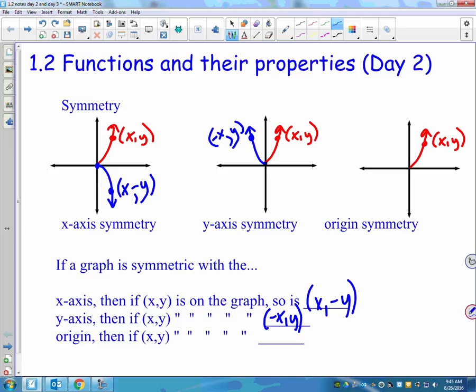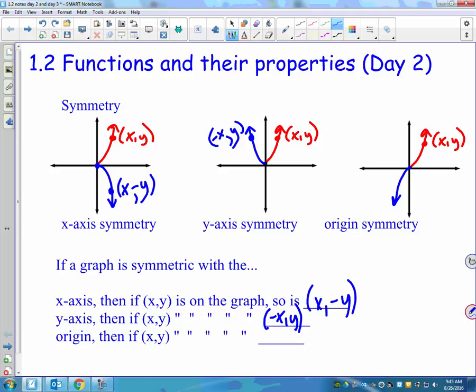So the origin takes it and flips it over the origin. That's the one that I find hardest to visualize, because I'm not a very visual person. But it kind of looks like this, right? Like it takes that and flips it over that way.